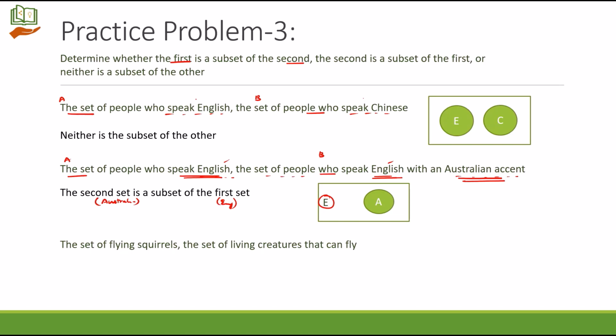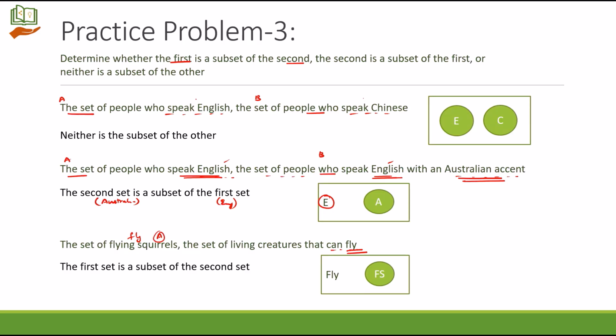Next example. The set of flying squirrels. The set of living creatures that can fly. So this is about the squirrels that can fly, and this is about all the living creatures that can fly. Which is the universal part here? Flying creatures are universal part, and the squirrels become the subset. The A set and this is the B set we can take. The first set is the subset of the second set. When you have flying creatures here, inside the flying creatures you have squirrels. So squirrels become a subset to the flying creatures. So the first set is actually the squirrels and the second set is actually the flying creatures. So this is the way you have to interpret.